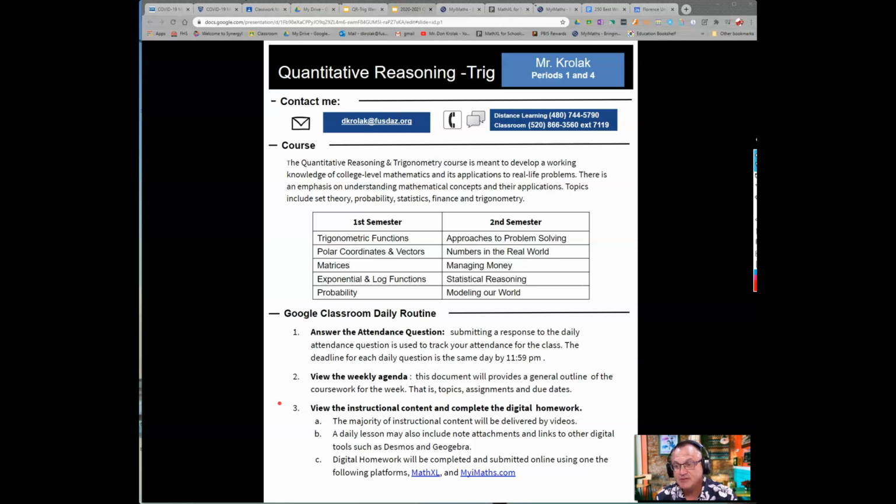Digital assignments or homework will be completed and submitted using two online platforms. One is My Math Excel, which most of you are familiar with, and then the second one is a website called myimaths.com.